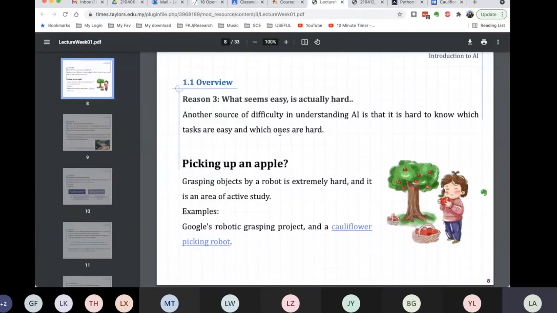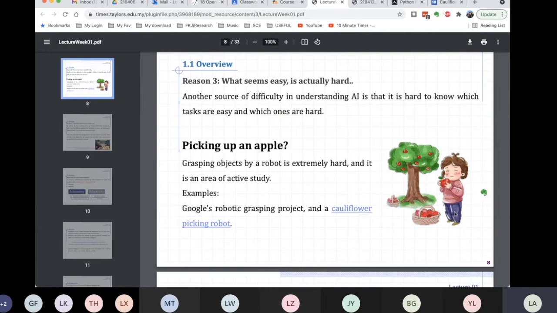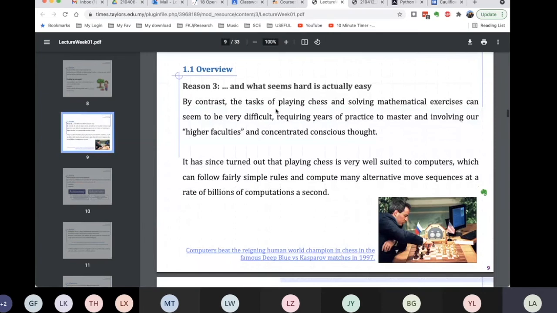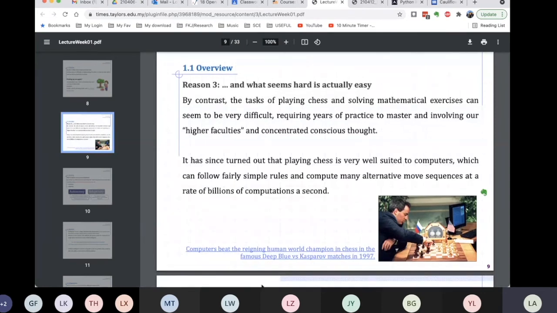Okay, so things that seem easy to us, for example, if you look at this image here, it's very easy for her to pick up an apple, but it's not easy for a robot to pick up anything. They need good grasping. They also need to be able to identify the things they need to pick up. And what seems hard is actually very easy for the robot.